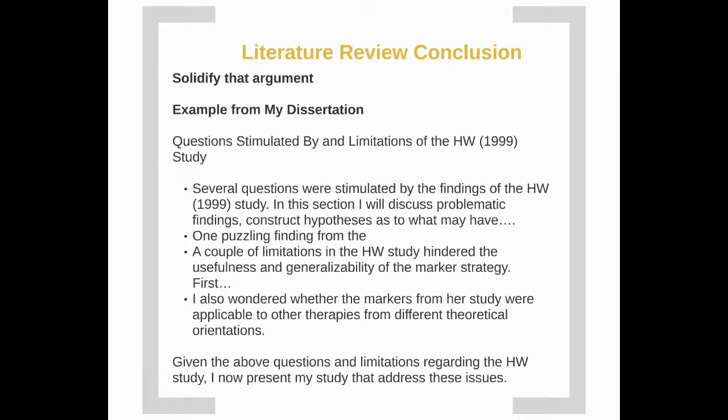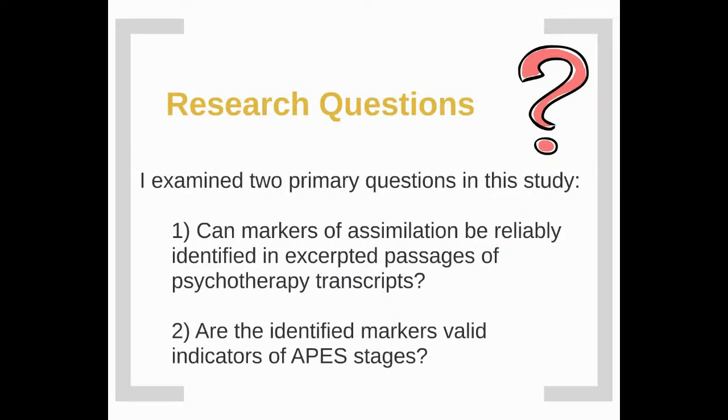Here's some of the things from my own dissertation when I'm concluding that lit review. Several questions were stimulated by these findings. This was literally in my dissertation. One puzzling finding was, limitations were, I also wondered about. Given these questions and limitations regarding these studies, now I present and address these questions. And then I get right into my research questions. That's the whole point of that whole intro and lit review. You're building a context and an argument for why you're doing this study. And at the end of that literature review, I said, I'm going to evaluate two primary questions. One, is there validity in what we're doing? And is there reliability in what we're doing? So everything's driving to those questions. Logical. Critically think all the way through it.